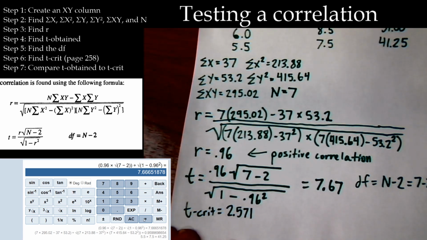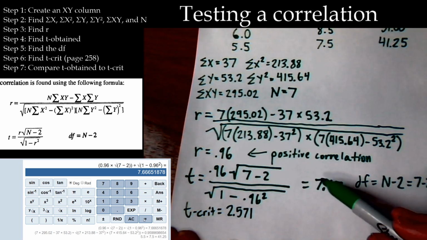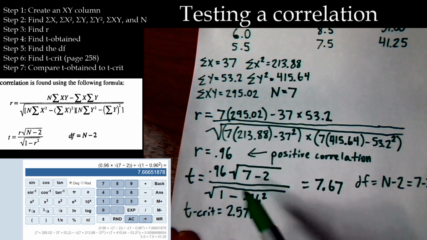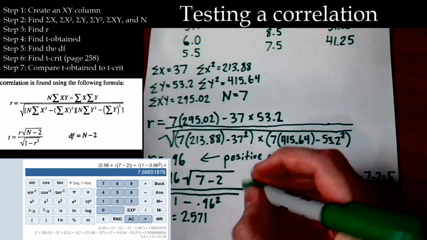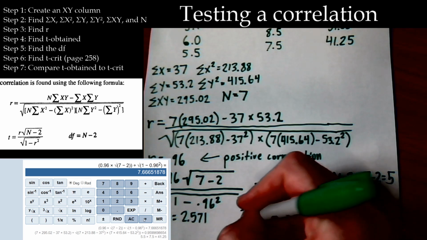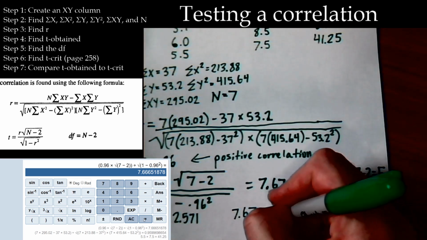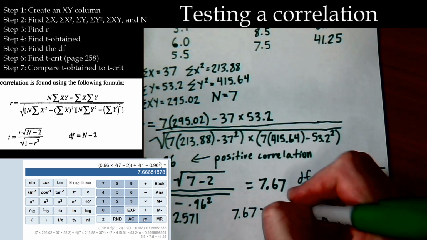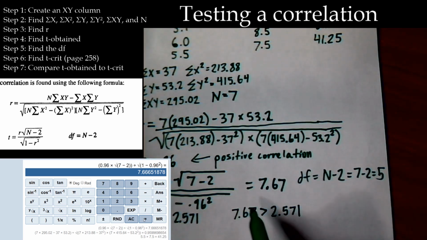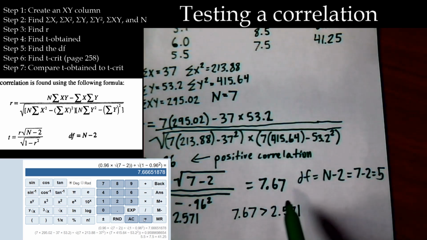Next, compare your t obtained value to your t crit value. In my case, my t obtained value is greater than my t crit value. And when your t obtained value is greater than your t crit value, that means that you've found a reliable correlation. If t obtained is not bigger than t crit, you have not found a reliable relationship.